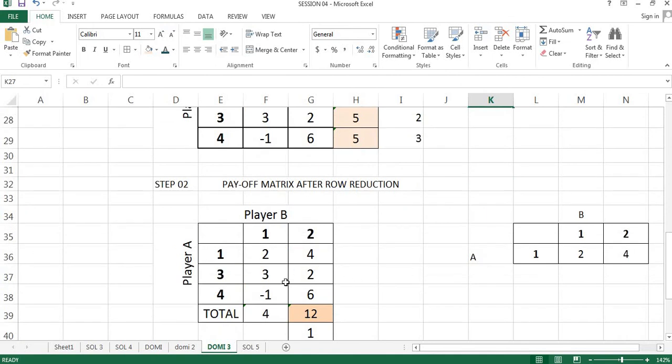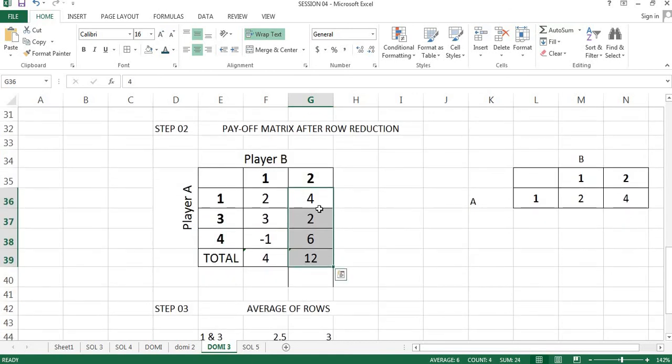Row is reduced, so the second row is reduced. Okay, the second row is reduced, so it is 1, 3 and 4. Here the information is like this. Take the total of the columns. The payoff matrix after row reduction, we should go for column reduction. So the total of the columns. Okay, the total is calculated. Now we should select the highest one.